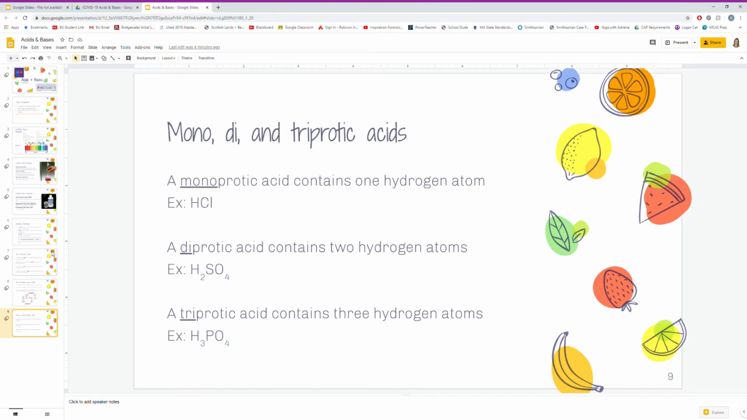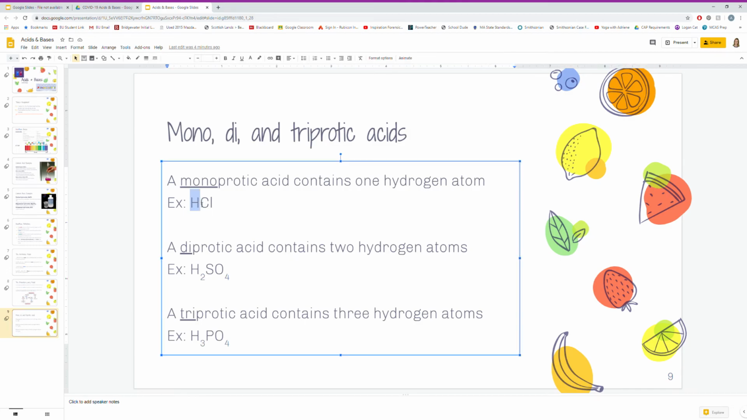And then, last but not least, a couple more quick definitions: mono-, di-, and triprotic acids. A monoprotic acid is an acid that contains only a single hydrogen atom, so it's only going to contribute one hydrogen atom in a chemical reaction. Example: hydrochloric acid, one hydrogen. Diprotic contains two hydrogen atoms. Example: sulfuric acid. And then triprotic, you guessed it, three hydrogens. This is phosphoric acid.